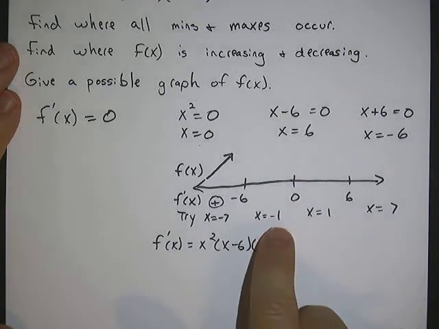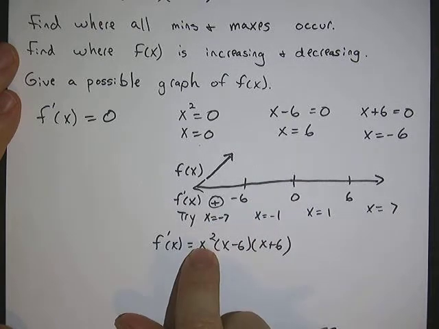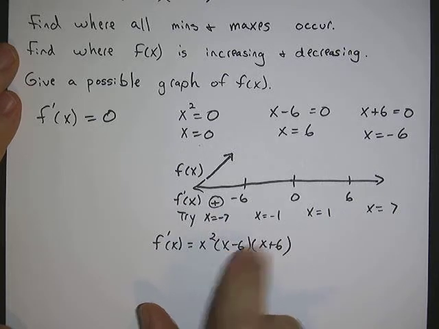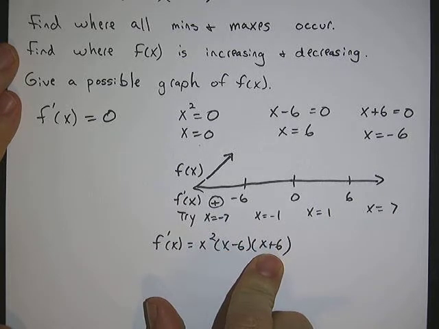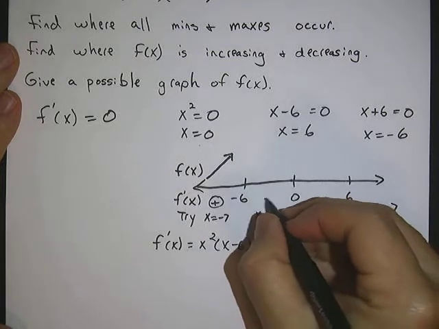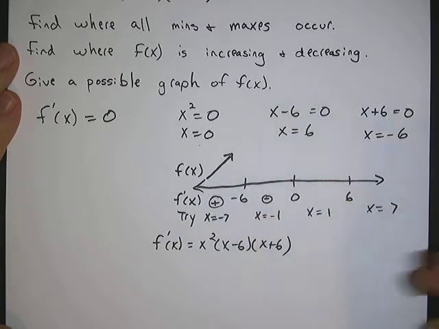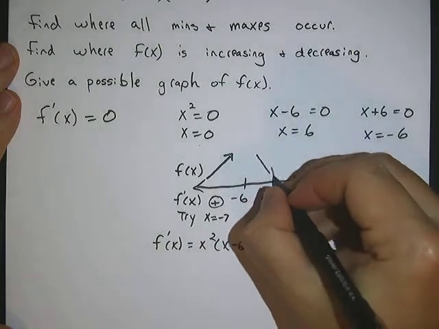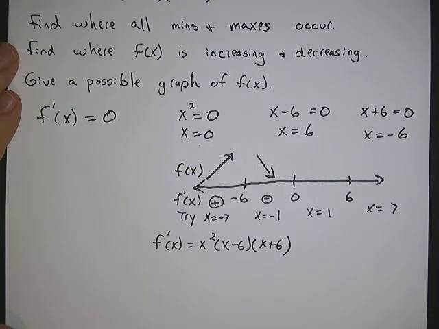So it's going uphill there. Let's try the next region. Negative 1. Again, x squared is always positive. This one, plug in a negative 1, it's negative. This one, plug in a negative 1, it's positive. So negative times a positive is a negative. And since the derivative function is negative, the slope of the original function is negative. So it's going down as you travel from left to right.